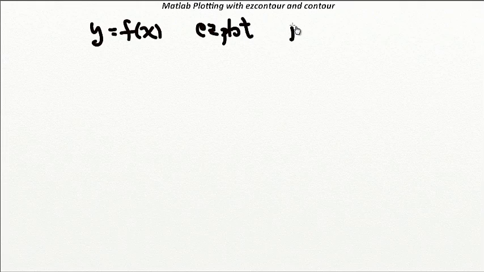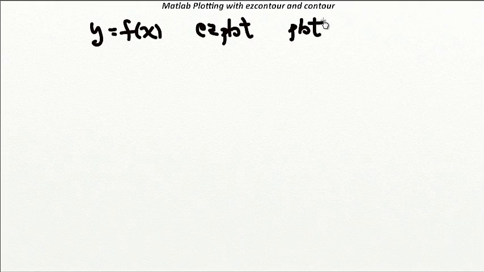Okay, having seen how to plot an explicit curve, y equals f of x, both symbolically and numerically. So symbolically was with ezplot, and numerically was with plot.